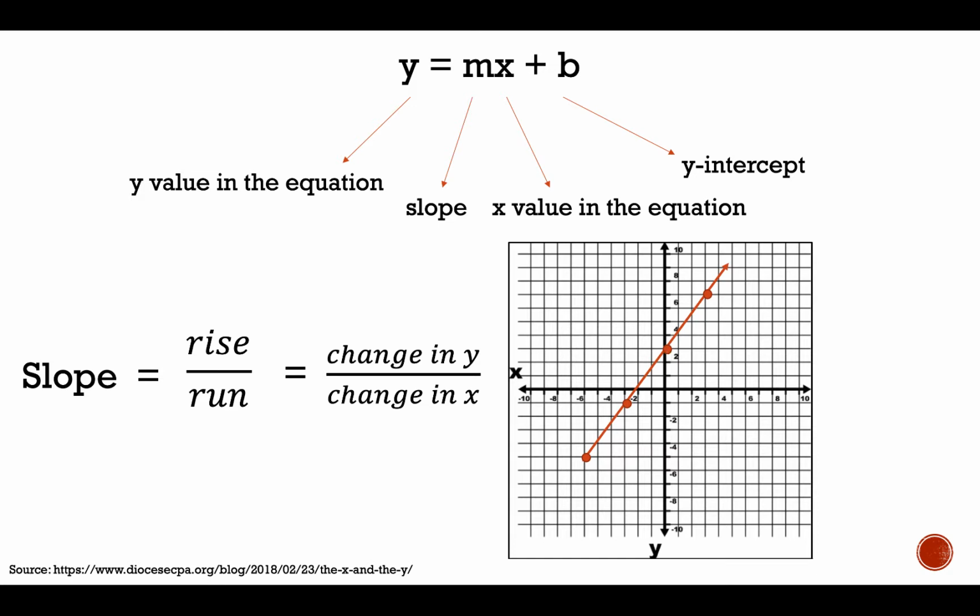So when we are looking for our rise, we count up or down from the point. So if we're using this point and this point, we're going to count up, and we will count across for our run. So we count 1, 2, 3, 4. 4 is our rise value, and 1, 2, 3. 3 is our run value. And so our slope would be 4/3. Rise over run.